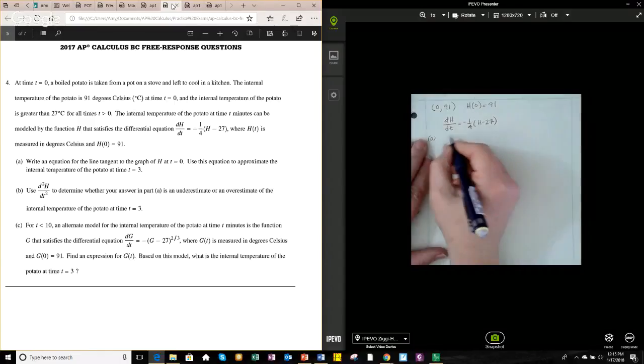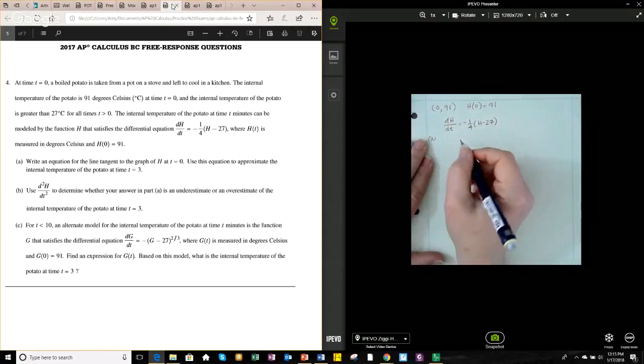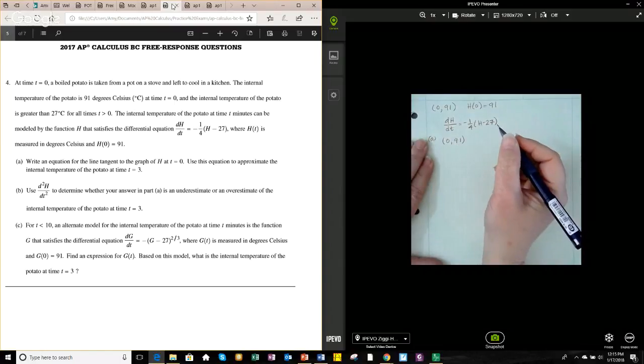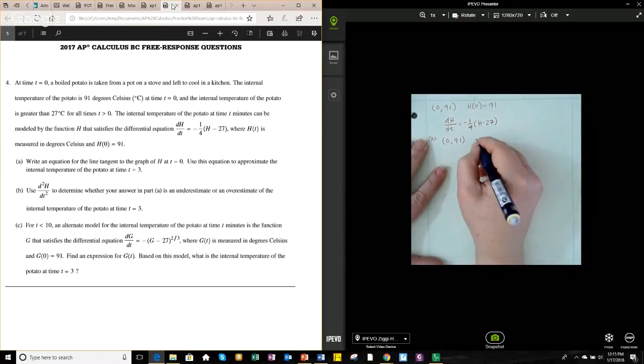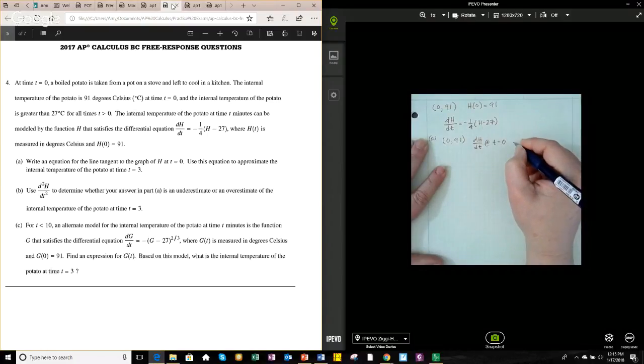All right, write an equation for the tangent line to the graph of h at t equals 0. So in order to write an equation of the tangent line, I need a point and a slope. So at t equals 0, I have a point, (0, 91). All right, and I need a slope. So I need dh/dt at t equals 0. Well, I don't have a place to put t, but I have a place to put h. So that's going to equal negative 1/4 times (91 minus 27).